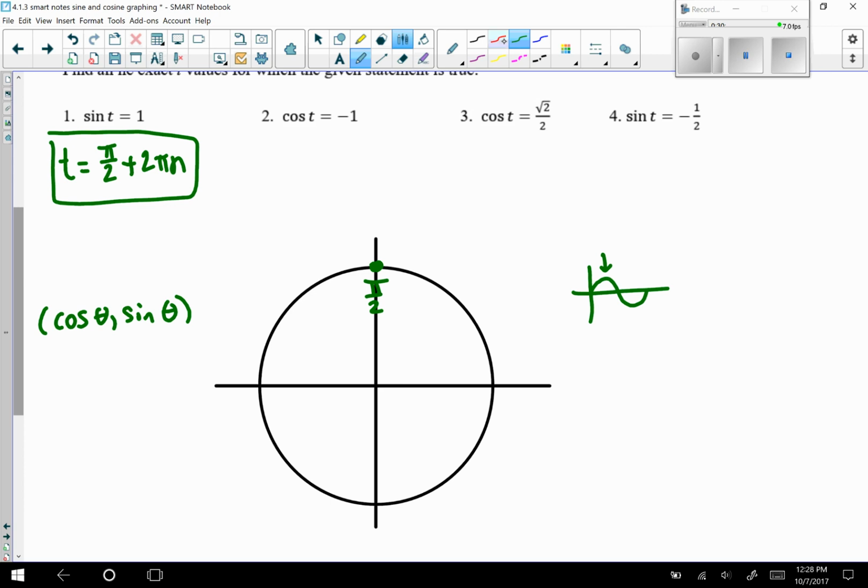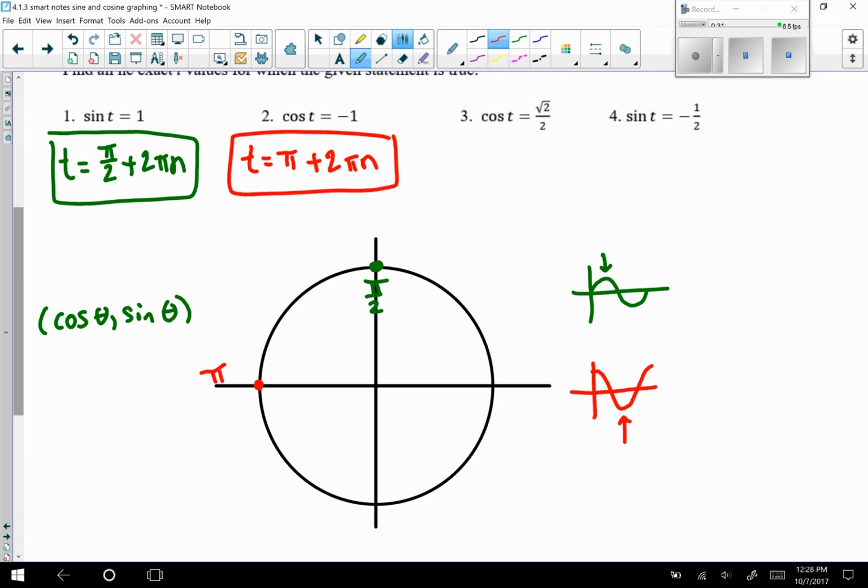If I now look at my cosine of t equals negative 1, so now we're looking at the x-coordinate on our circle, which is right here at pi. And if we think about our cosine graph, remember it starts at 1, 0, negative 1, 0, 1. And you can see it only hits in one place on our one wavelength, or one place on our unit circle. So we have one solution, which is equal to pi plus all the coterminal answers, so 2 pi times n.